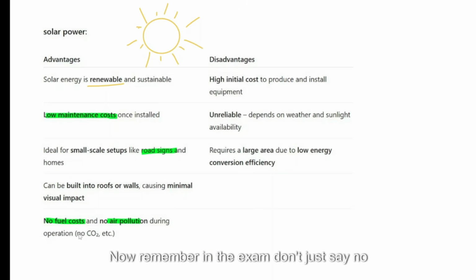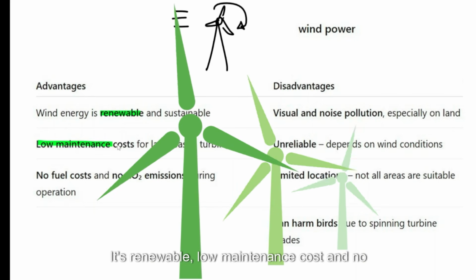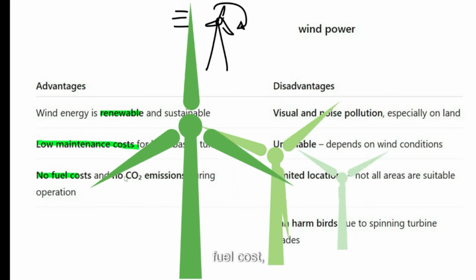Now remember, in the exam, don't just say no pollution, which is not specific enough. It's kind of vague. You need to say that something does not produce greenhouse gases like CO2. Be very specific. Disadvantages: high initial cost, not reliable, depends on the sun and requires a large area due to low efficiency. Wind power. It's renewable, low maintenance cost and no fuel cost.